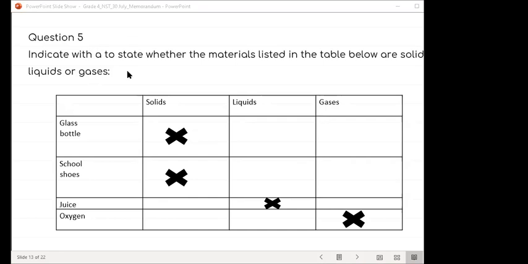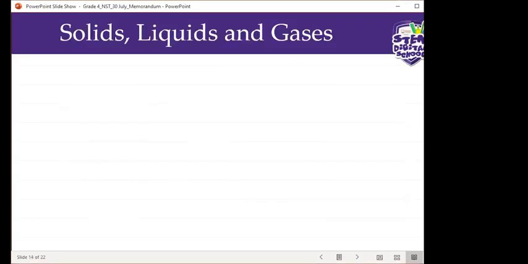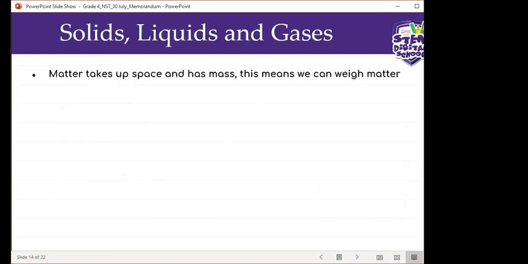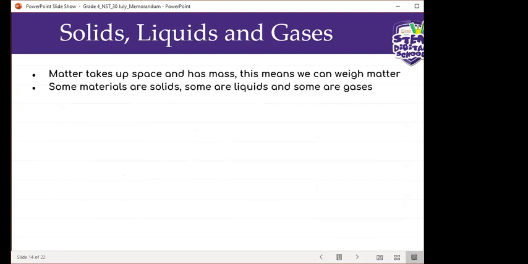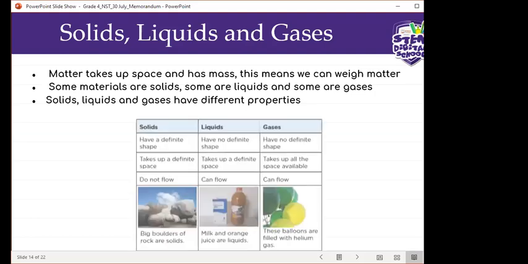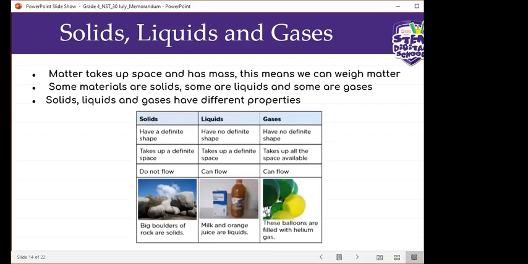Let us move on to question 6. Or rather, before that, let's just recap on solids, liquids, and gases. Remember, we said matter takes up space and has mass. This means we can weigh matter. Then some materials are solids, some are liquids, and some are gases. Solids, liquids, and gases have different properties. These are the properties that we looked at when we were covering solids, liquids, as well as gases. If we can just quickly recap for solids, then I'll ask Melinda to read for us the information with regards to solids.